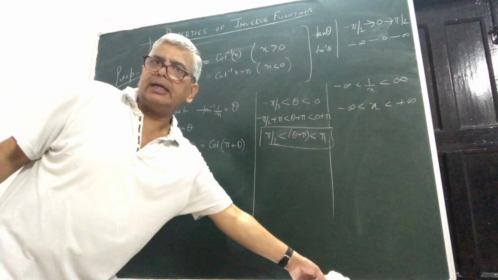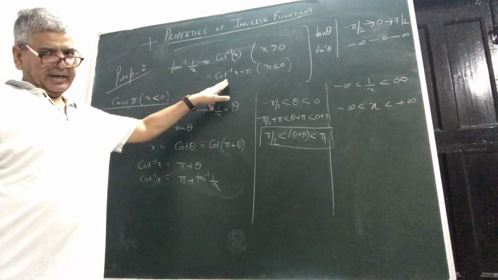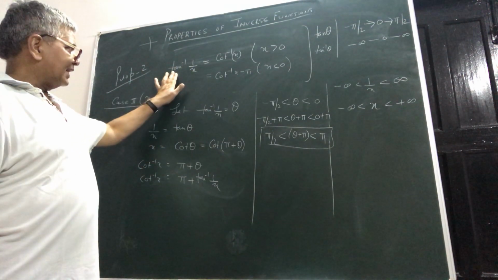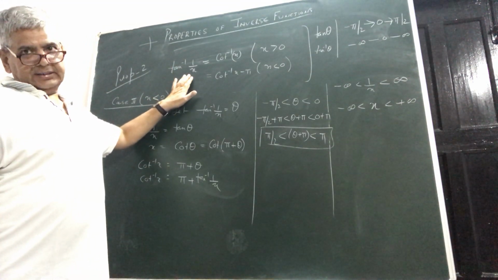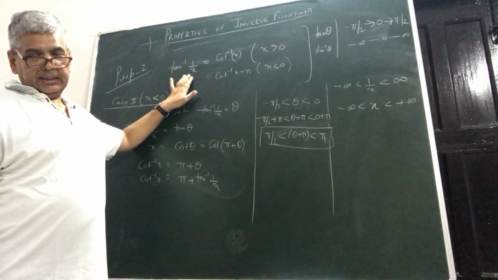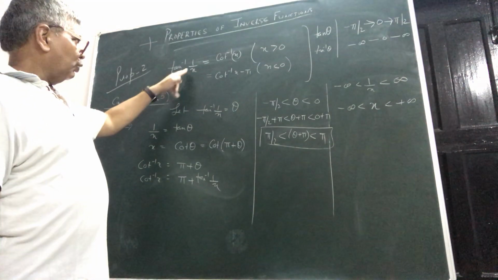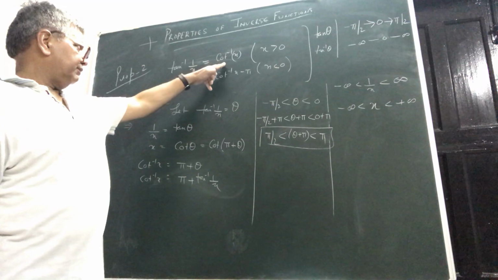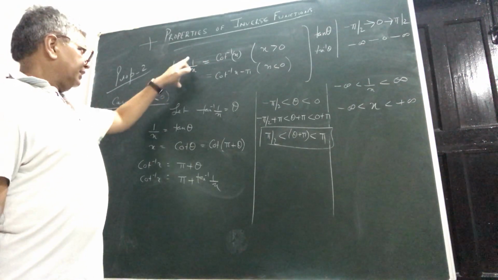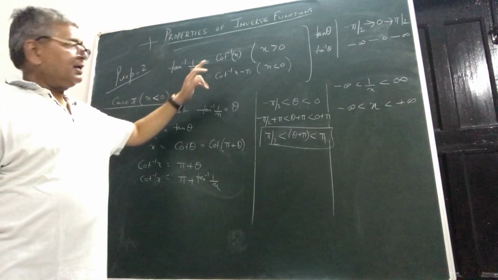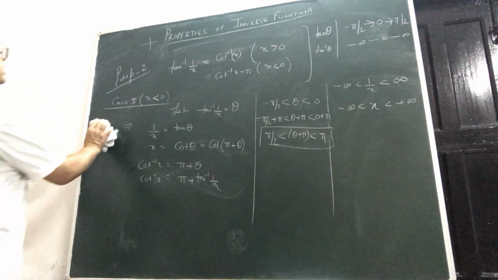Now let us take the third property. This is property 2. Only here it will make a difference. For the rest, whether it is sec inverse 1 by x, cos inverse x, sin inverse 1 by x, cosec inverse x, cosec inverse 1 by x, or sin inverse x, only the difference you will encounter over here. So this is an important property.